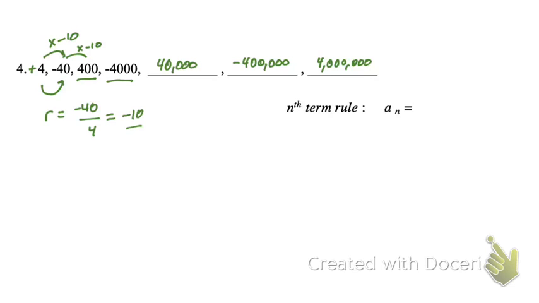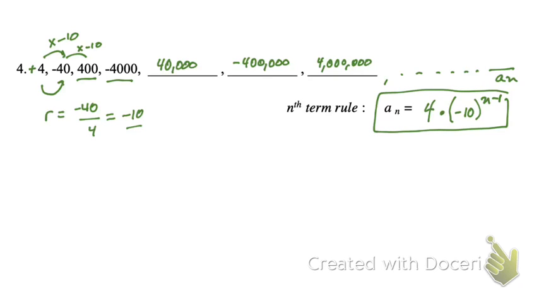Okay. Now, if we wanted to continue on and find the mystery number out here, how do we do it? We would have to start at the first number. It's like you're giving directions somewhere. You have to tell a person where you're starting. And then what do they do? Well, you start multiplying by -10, and you would multiply n minus 1 times. So there's the rule for this one.